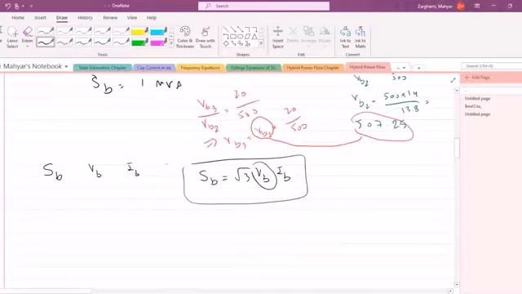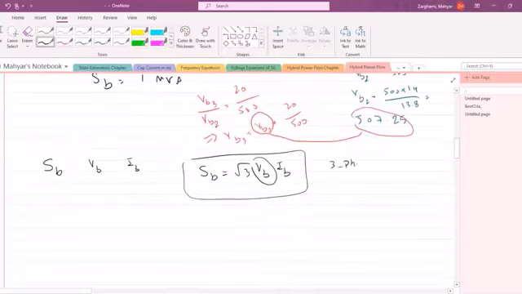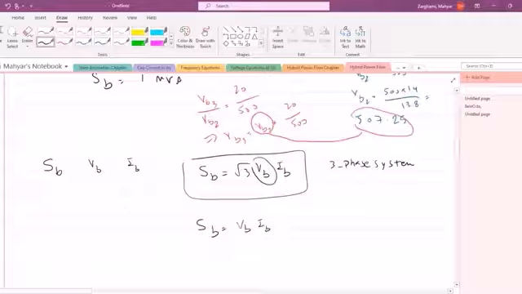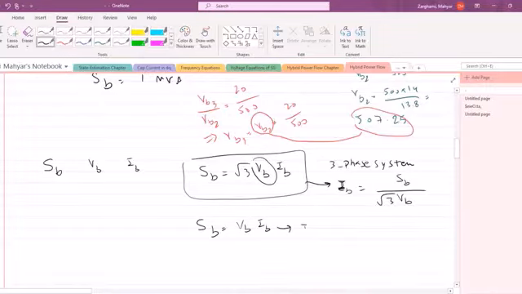If you have a single-phase system, S base would be just equal to I base times V base, right? This is for the single-phase system. So from here, for three-phase, I base is found by S base over square root of 3 times V base. And for single-phase, I base is found from S base over V base.